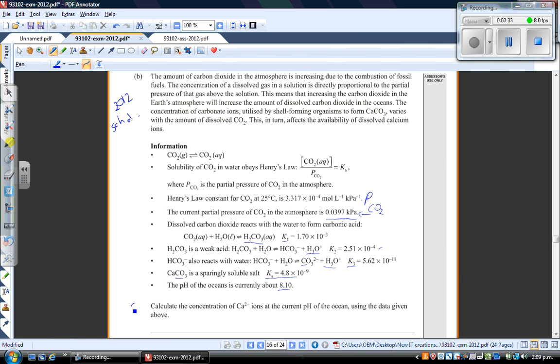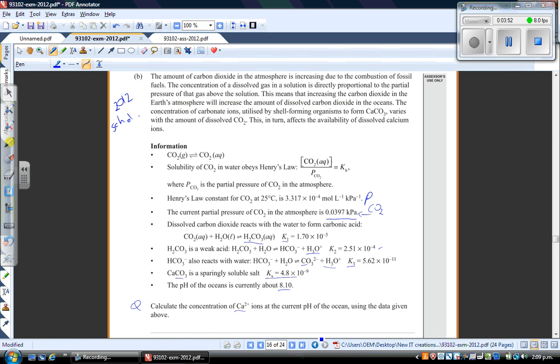And here comes the question. Calculate the concentration of calcium ions at the current pH of the ocean using the data given above. So after having read all that, when I first read it, I thought, oh, I don't know where to start. So I just simply started by trying to, as I say, build a scaffold for all this information.